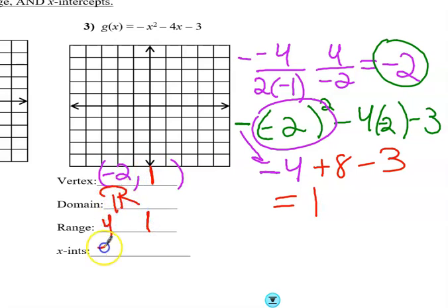Domain is all real numbers. Now I need to see if the range opens up and down. And again, my A is negative, so it's less than or equal to. All right, now let's graph this.